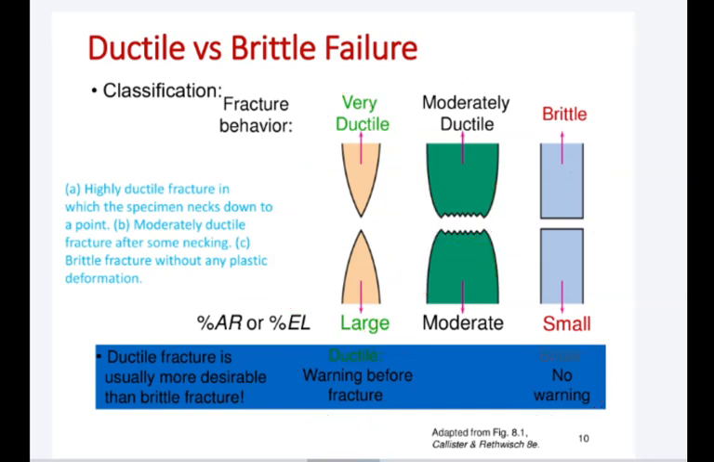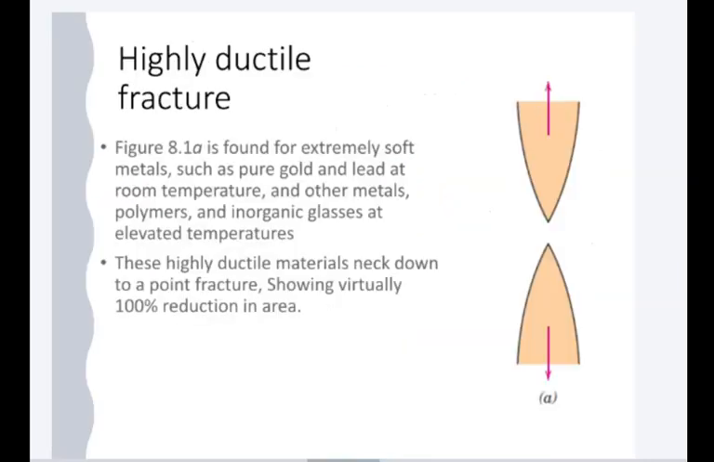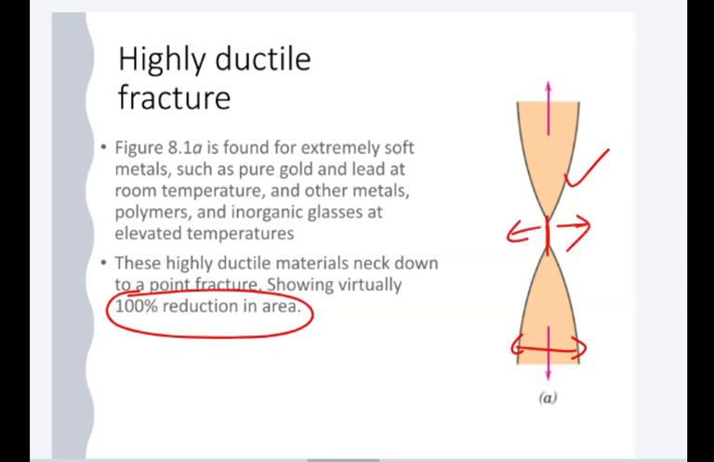Right? Now, the highly ductile fracture, as we discussed in the previous image. In this type of fracture, the material necks down to a point fracture, showing virtually 100% area reduction. This I already explained. At this point, if this is the total area, the area is reduced 100%. Theoretically, it is not 100%, but we can say that too much area reduction is there.